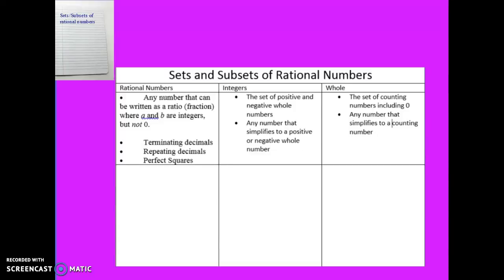So how does that relate to sets and subsets of rational numbers? Well, before we get into that, we're going to talk about the types of sets of rational numbers. So we have rational numbers, integers, and whole numbers. And so rational numbers are any number that can be written as a ratio, a fraction a/b, where a and b are integers but not 0. That includes terminating decimals, repeating decimals, and perfect squares.